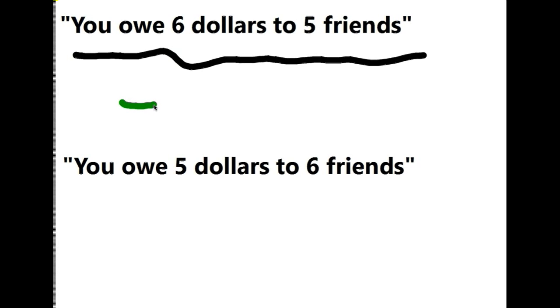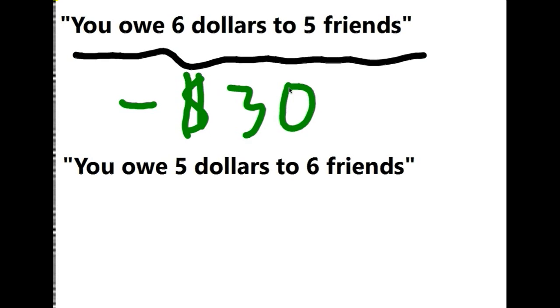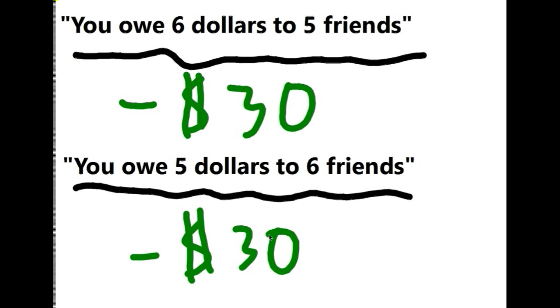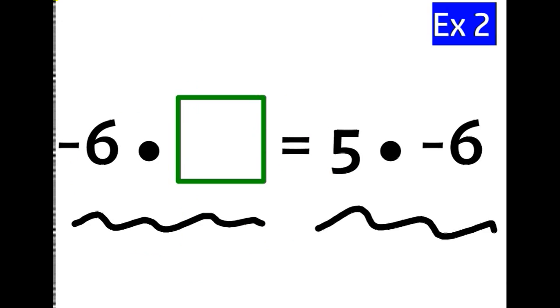Well, first of all, debt is a negative number, so you'd actually owe negative $30, correct? Now let's say in a different scenario, you owe $5 to 6 friends. Well, you have 6 friends now instead of 5, but in this case you owe $5 to each. Well, that's like doing 5 times 6. You would still actually owe negative $30 either way. So that hopefully will help you understand that it also works for negative numbers.